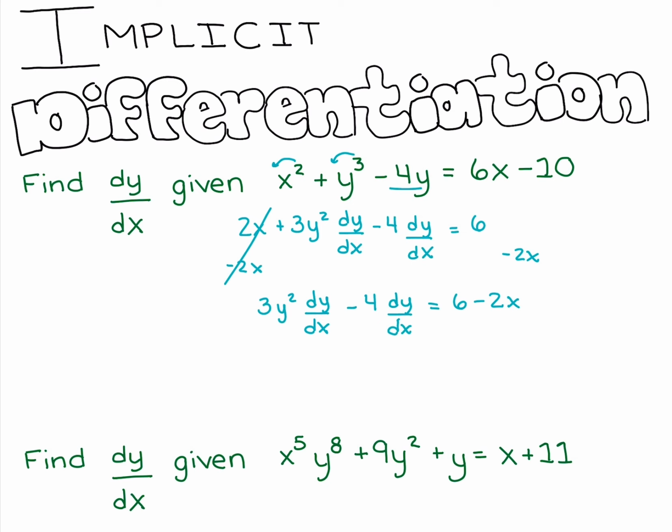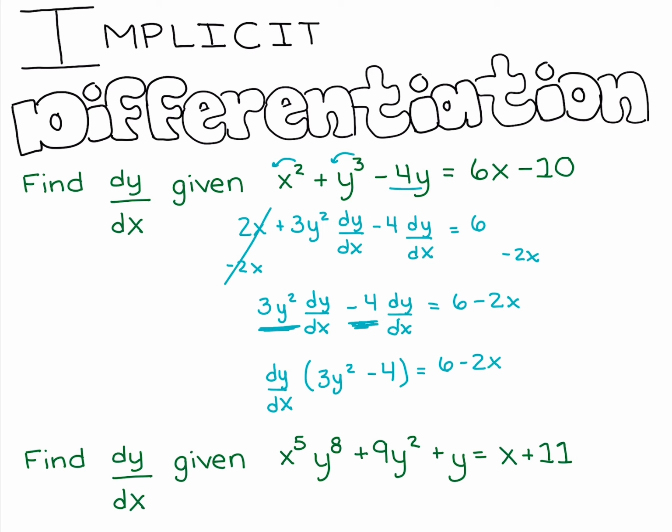That way, to get it by itself, we can factor out dy/dx. So we want to think about what is dy/dx multiplied by in the first term? Well, it was 3y squared, and in the second term, it was a minus 4 out front of the dy/dx. Equals 6 minus 2x.